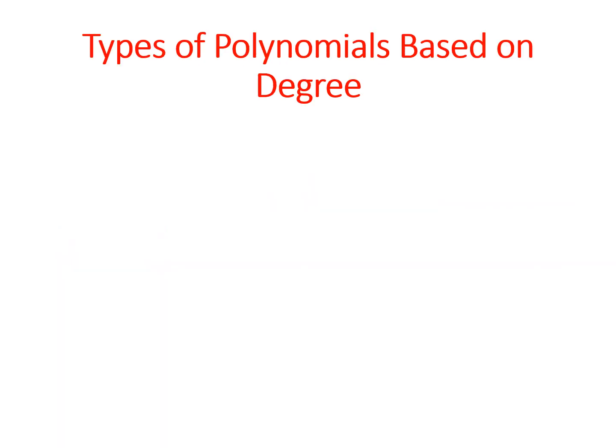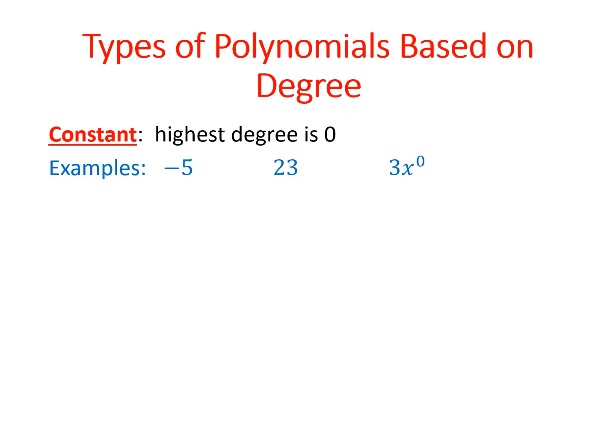Types of polynomials based on degree. The first one is called a constant. This is when the highest degree of your polynomial is zero. Here are some examples. Again, constants, like we said, are just numbers. The last one may look a little strange with a 3x to the zero, but if you remember, anything to the power of zero is one. So really that's just 3 times 1, which gives us 3, which is indeed a constant.